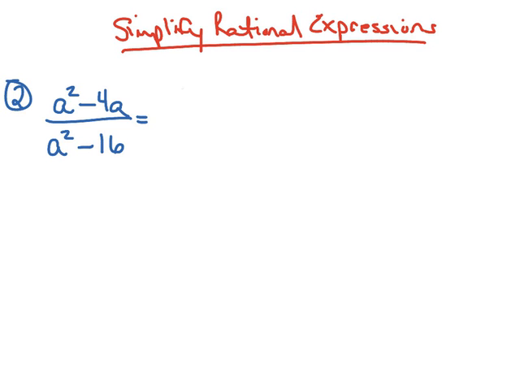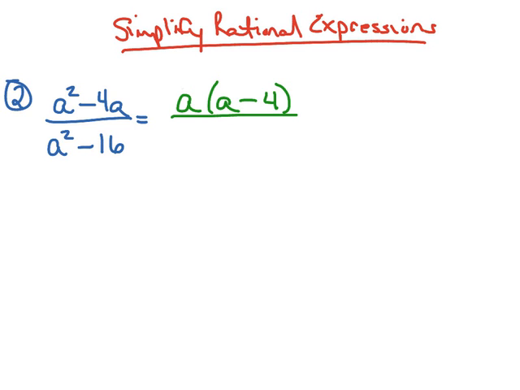Alright, example number 2. We've got a squared minus 4a over a squared minus 16. Again, what we're going to do is take the numerator and find the factors of a squared minus 4a. First of all, there is a GCF, or greatest common factor, and that is a. They both have a in each of the terms. A times another a would give me an a squared. A times a negative 4 would give me a negative 4a. So at this point I've just factored my numerator.